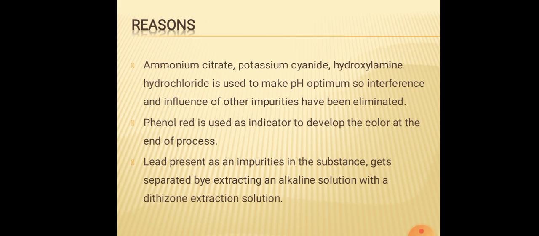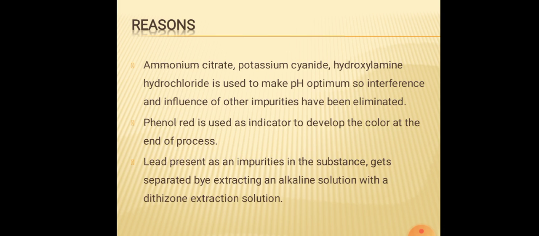Next, phenol red. Phenol red is used as an indicator to develop the color at the end of the process. Means phenol red acts as an indicator in this solution. Next, lead present as an impurity in this substance gets separated by extracting an alkaline solution with dithizone extraction solution. Okay. So this is all about your limit test for lead.